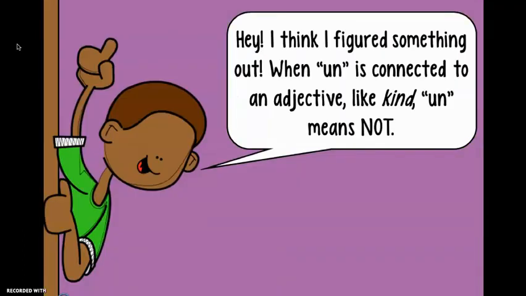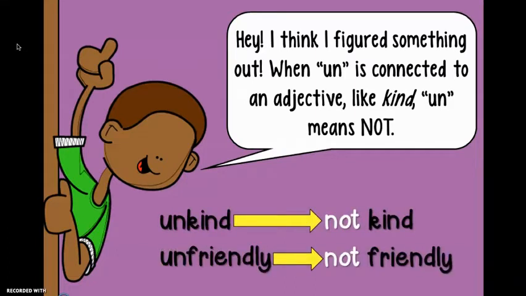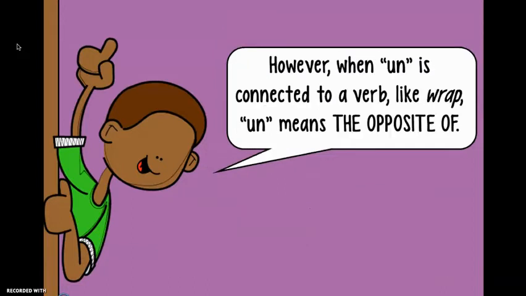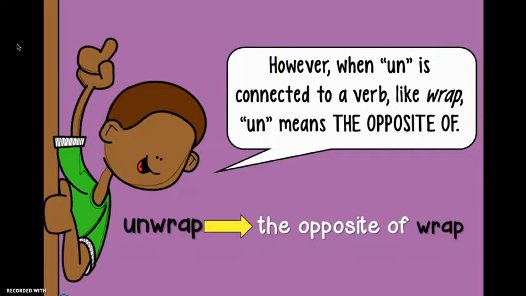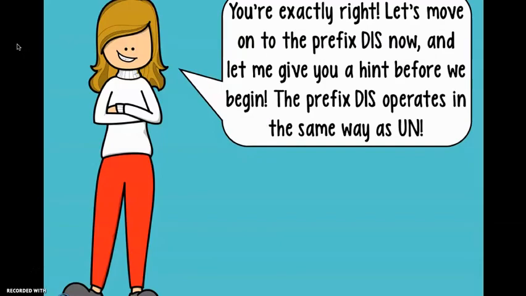Hey, I think I figured something out. When un is connected to an adjective like kind, un means not. So when you put un on the front of an adjective, it means not. Unkind means not kind. Unfriendly means not friendly. However, when un is connected to a verb like wrap, un means the opposite of. For example, unwrap is the opposite of wrap. Unbutton is the opposite of button.